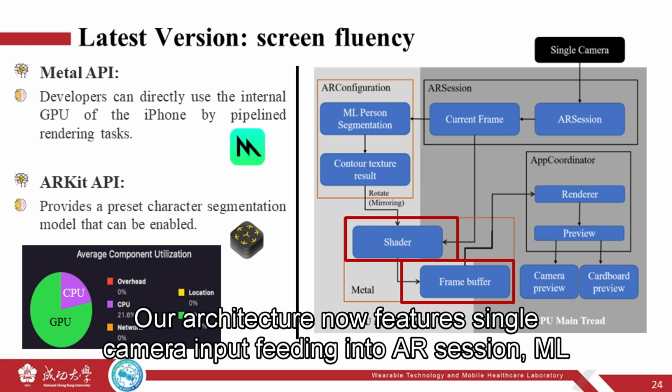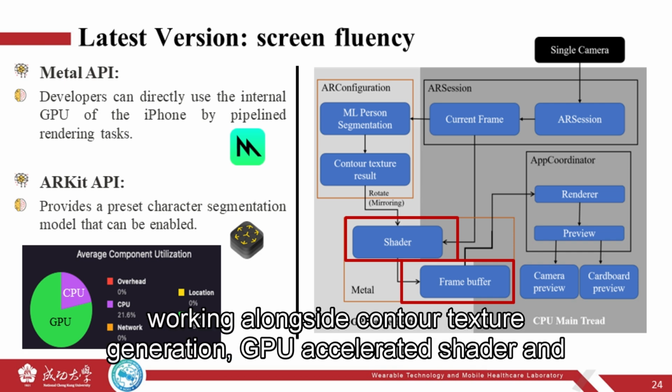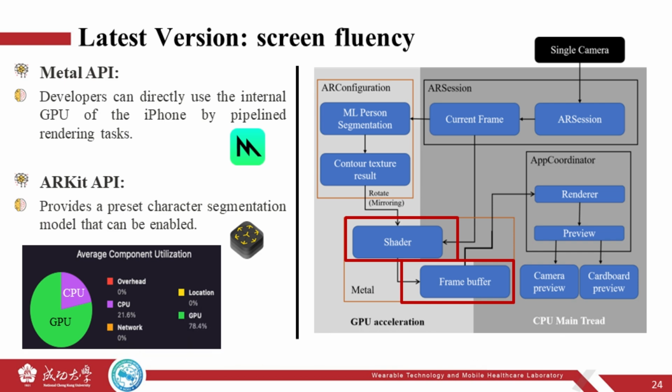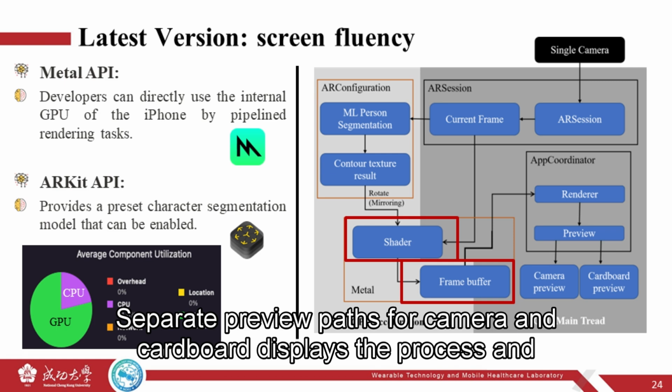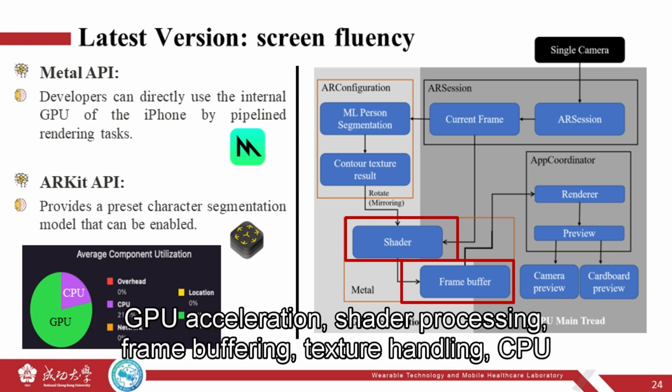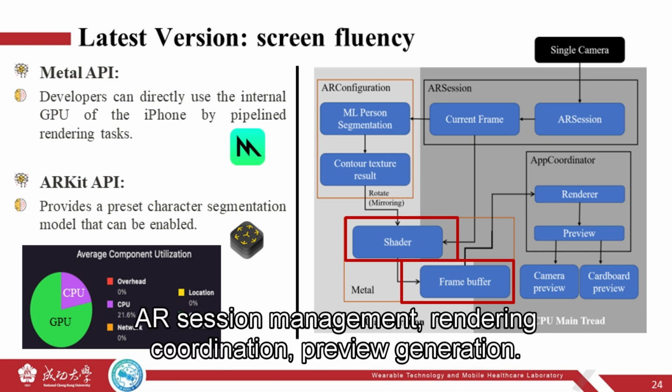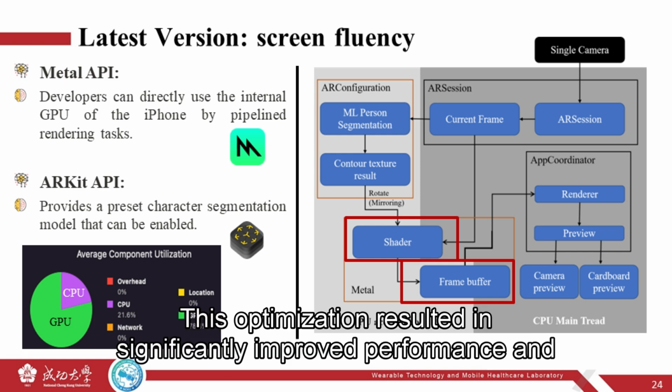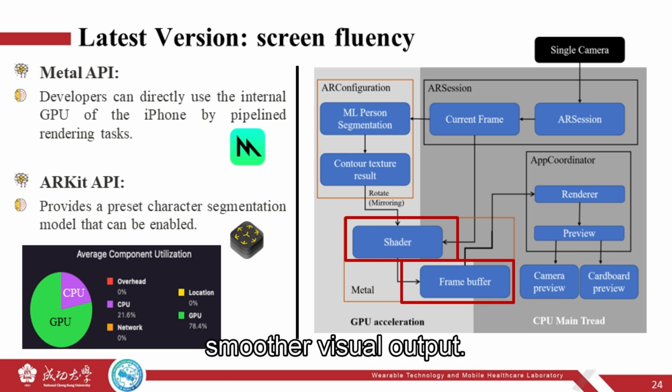Our architecture now features single camera input feeding into AR session ML person segmentation working alongside contour texture generation, GPU accelerated shader and frame buffer handling, separate preview paths for camera and cardboard displays. The processing pipeline splits between GPU acceleration, shader processing, frame buffering, texture handling, CPU main thread, AR session management, rendering coordination, preview generation. This optimization resulted in significantly improved performance and smoother visual output.